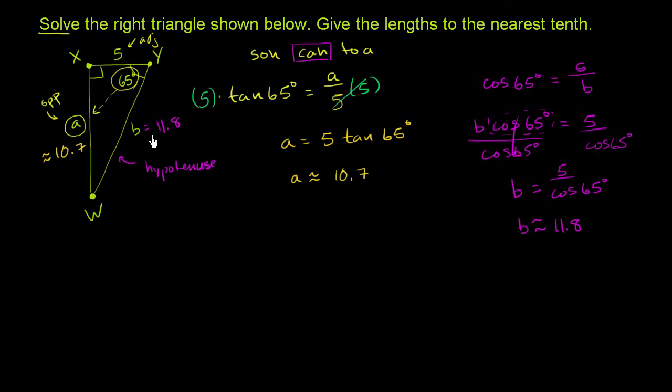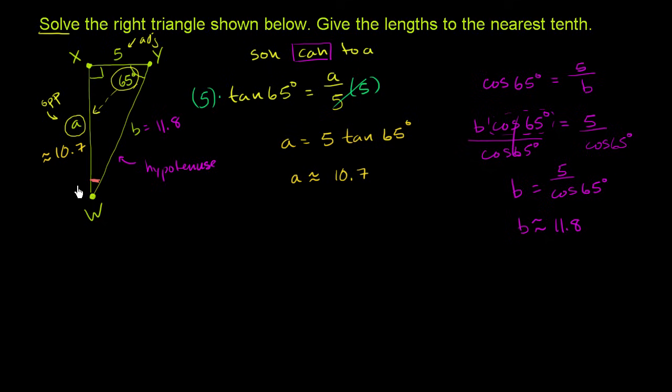You could have figured this out using the Pythagorean theorem as well, saying that 5 squared plus 10.7 squared should be equal to B squared, and hopefully you would get the exact same answer. And the last thing we have to figure out is the measure of angle W. Angle W right over here. So I'll give you a few seconds to think about what the measure of angle W is.